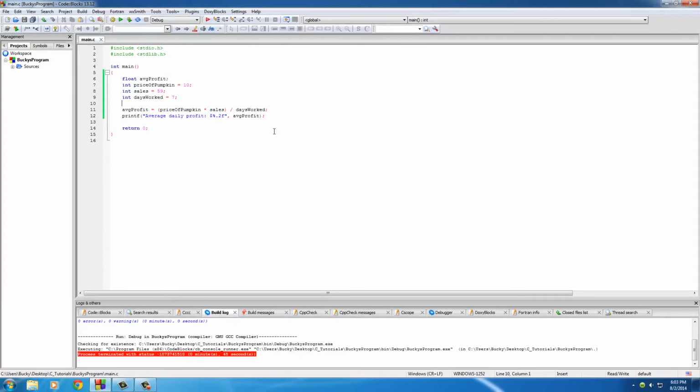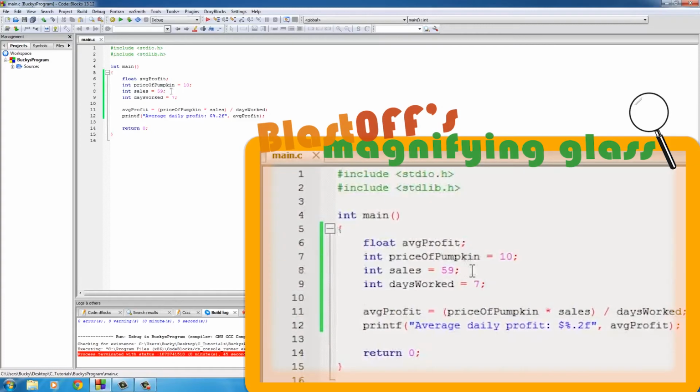Well, check it out. The reason that this doesn't work as expected is because C is not very happy when you try to combine floats and ints together in equations. So it says, okay, if you're going to multiply stuff, make sure they're all the same data type.